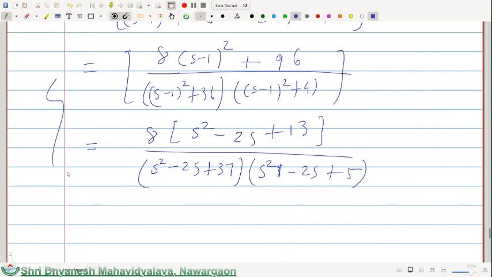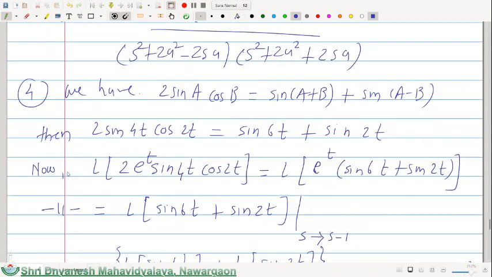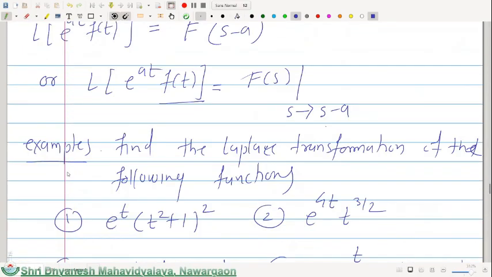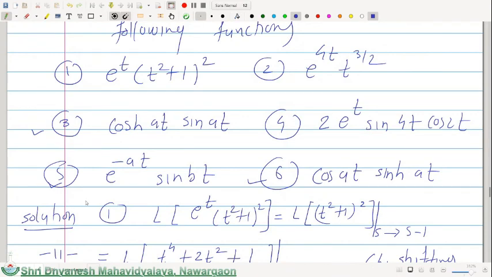Okay, so four examples we did here. Okay, and take example number 6 and example number 5 as your assignment. Okay, what will you do here? You are going to use shifting property, replace s by s minus minus a, that is s plus a, in the Laplace transformation of sin bt. Okay, so these two examples are easy, you can do that.